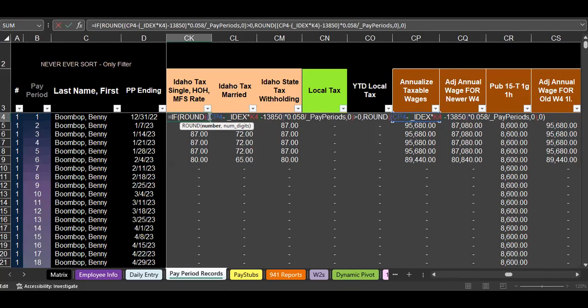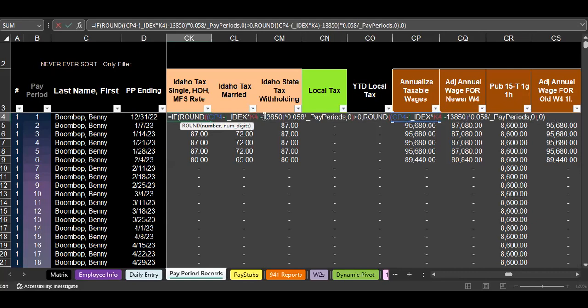You're going to take that annualized amount. You're going to subtract out IDEX. IDEX is what I've named one annual allowance amount, or the 3,534, times the number of allowances that the person has claimed. That's what my cell K4 is. It's the number of allowances. So you're taking that allowance amount, times it by the number of allowances.